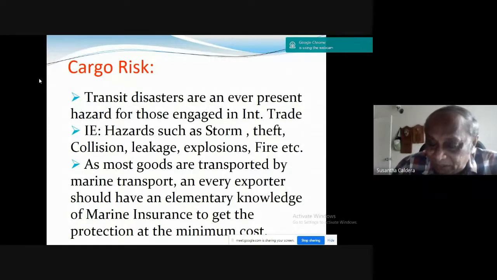that type of transit risk is there. Right? When you have the goods at the port, after 2 days, when the customer comes to collect the goods, some of the goods are not there.